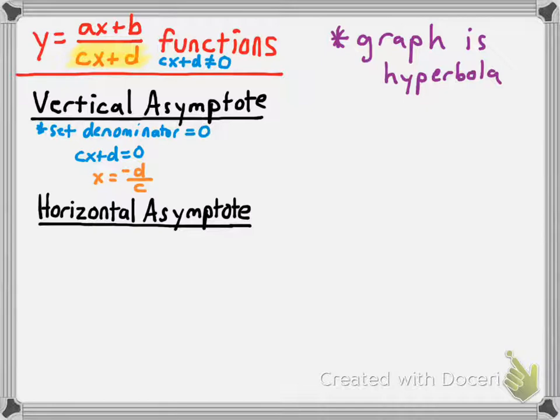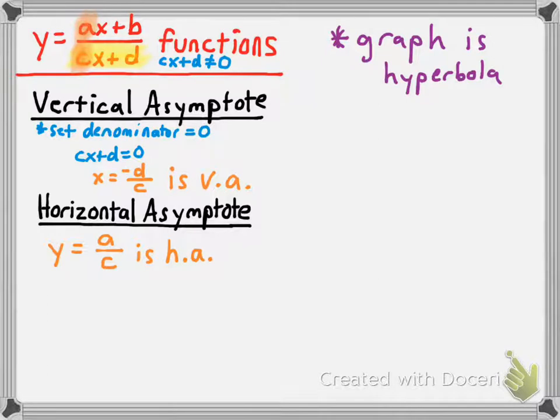If you want to find the horizontal asymptote of a y equals (ax plus b) over (cx plus d) equation, the way that you're going to do that is simply by dividing the leading coefficients. If you divide a by c, it will give you the equation of the horizontal asymptote. Let's write that, and then I'll give you those examples for you to try out on your calculator.